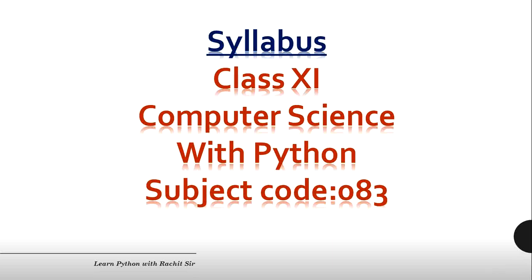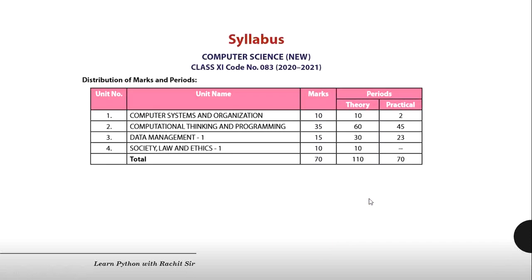First of all, it is very important to know the subject name and subject code. So the subject name is Computer Science with Python and the subject code is 083. This is very important, the subject code 083. Now let's start. Your syllabus is divided into 4 units.